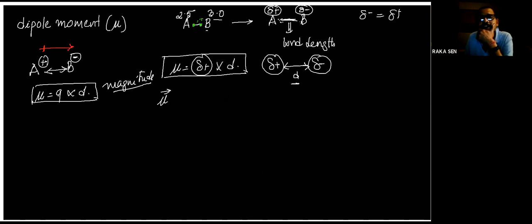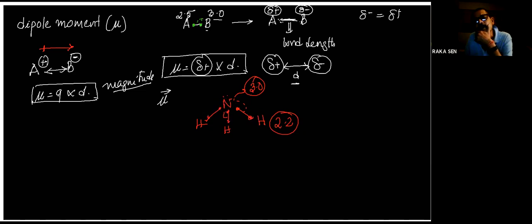Suppose, for example, I have ammonia here. I have 3 bonds between nitrogen and hydrogen. The electronegativity of nitrogen is, say, 3, and hydrogen is 2.2. That means this bonded pair of electrons will be withdrawn by the nitrogen in all 3 cases. For each one of them, this will be delta minus and this will be delta plus.